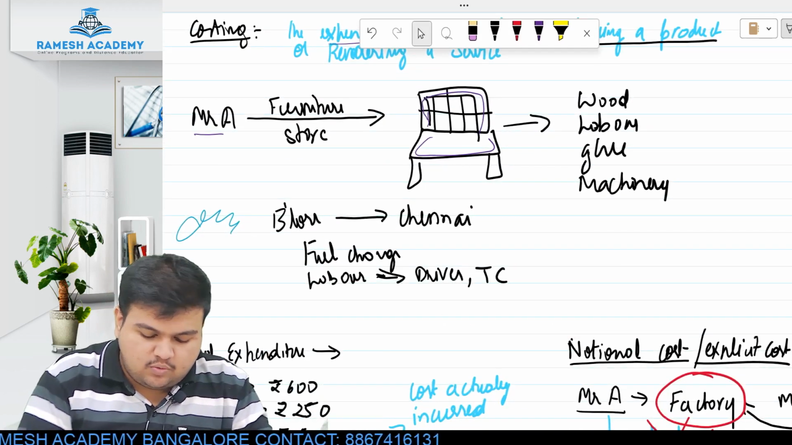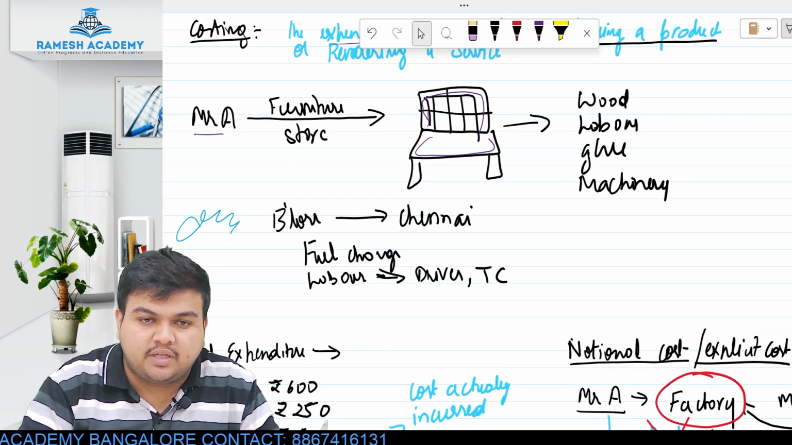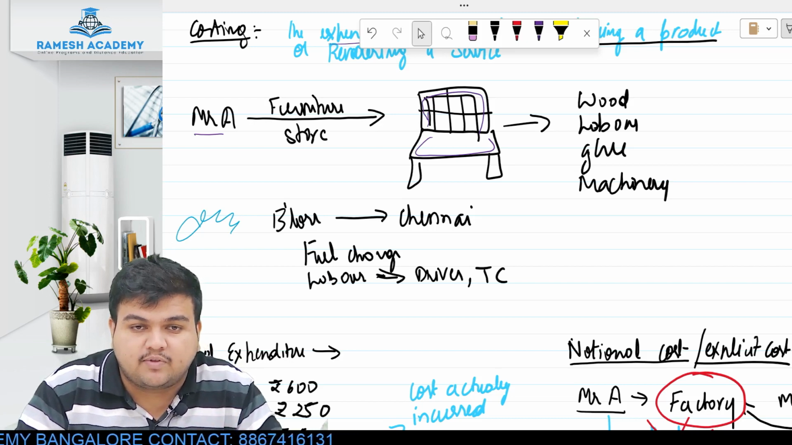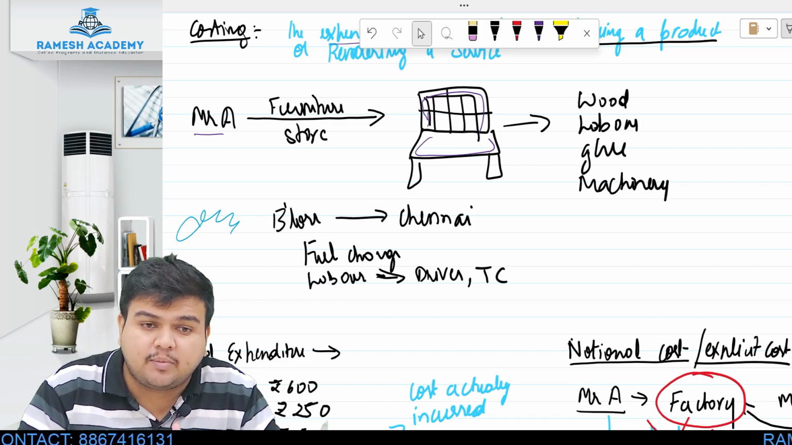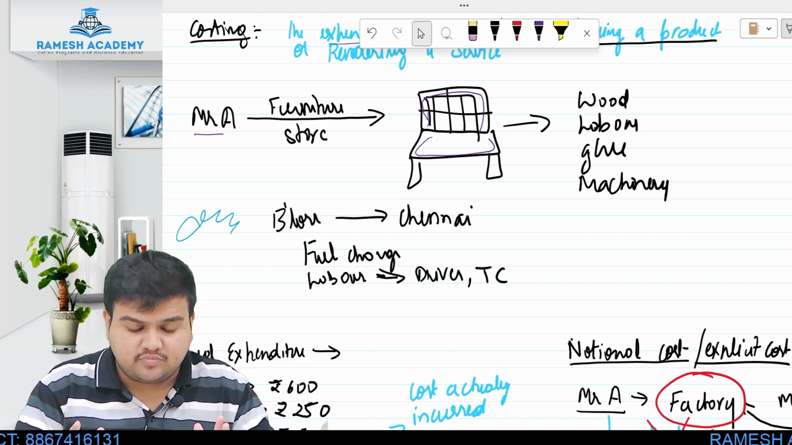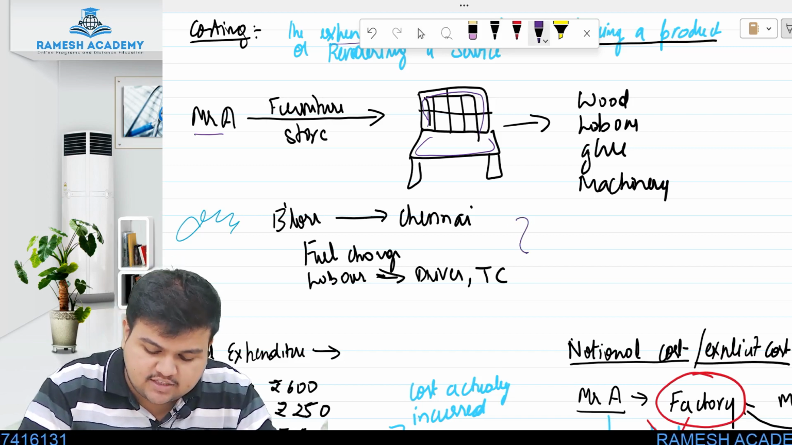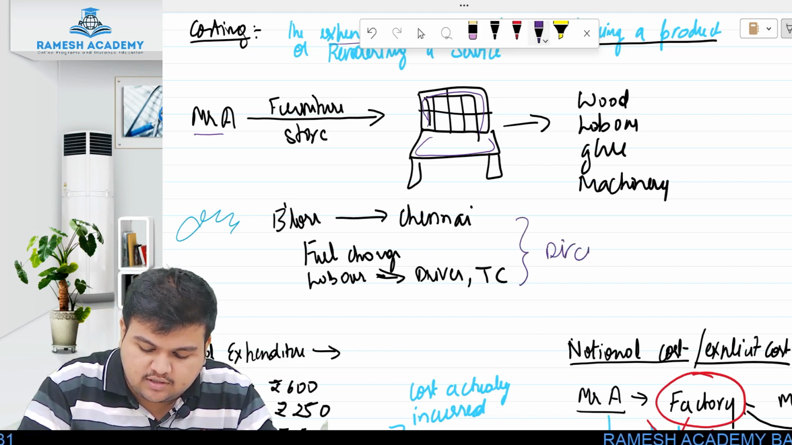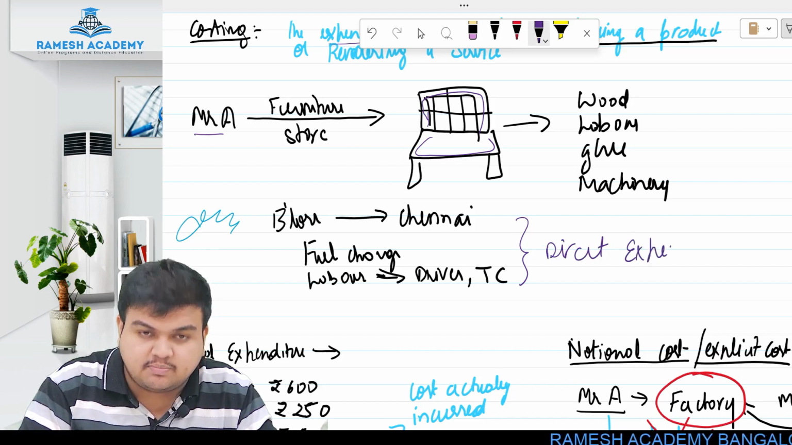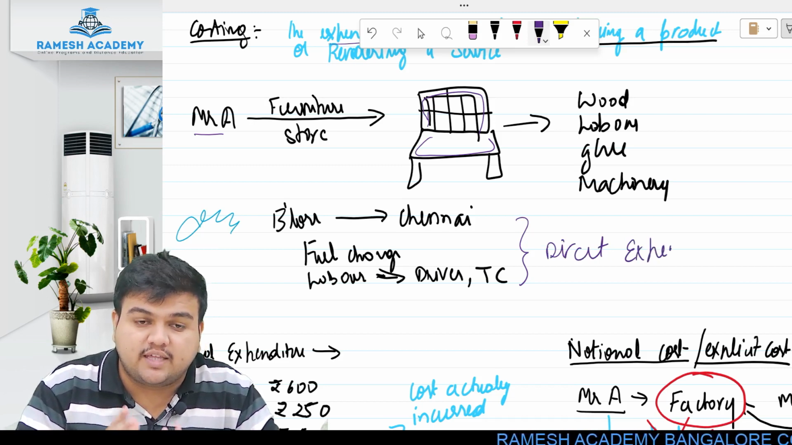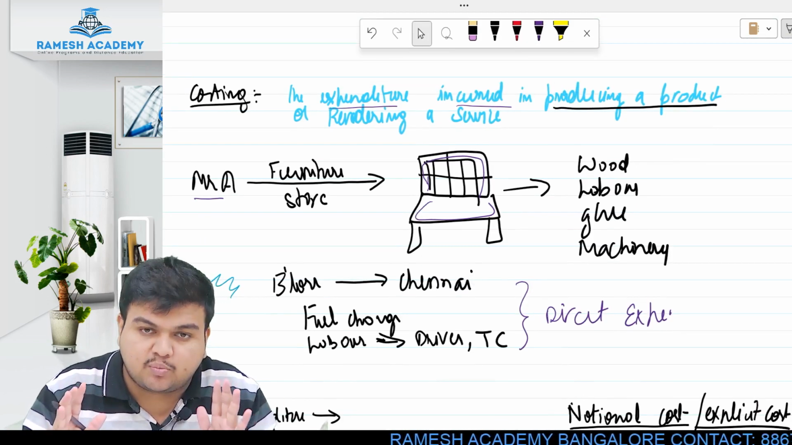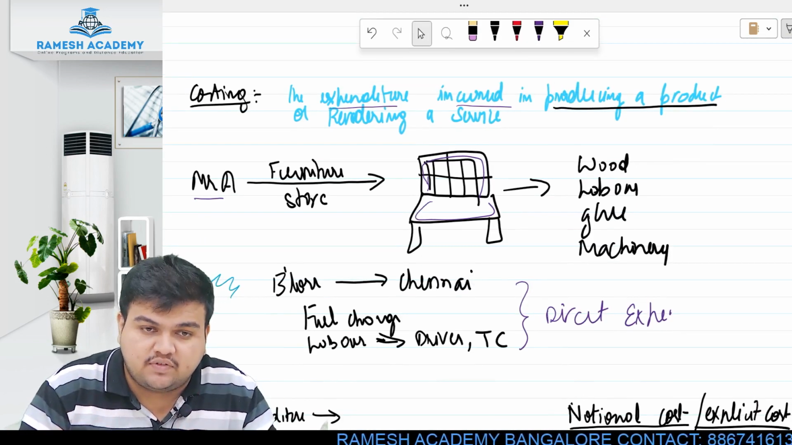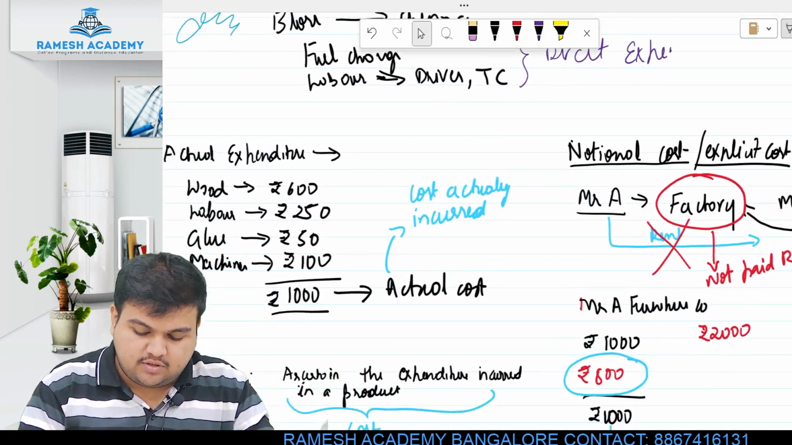Okay. So whatever charges he takes to bring the goods from Bangalore to Chennai, if his factory is in Chennai, the fuel charge and the labor directly attributable to bringing the raw materials to the factory, that is direct charges. These are also expenditure incurred. All the direct and indirect expenses, the expenditure on the whole incurred for producing a product or rendering a service, is called the cost.